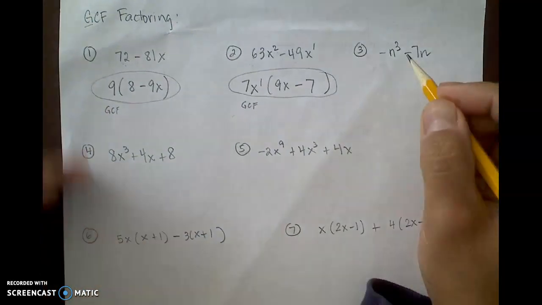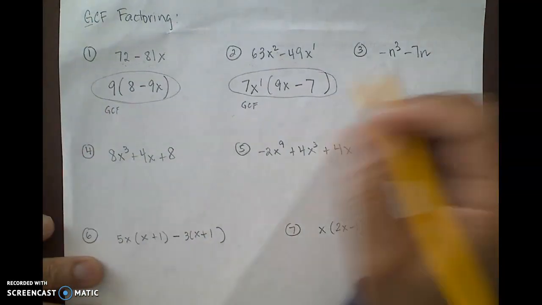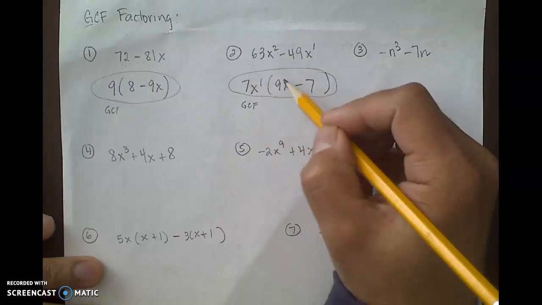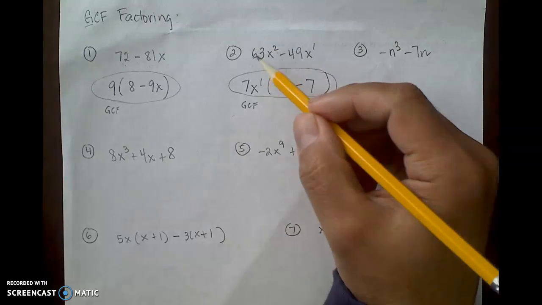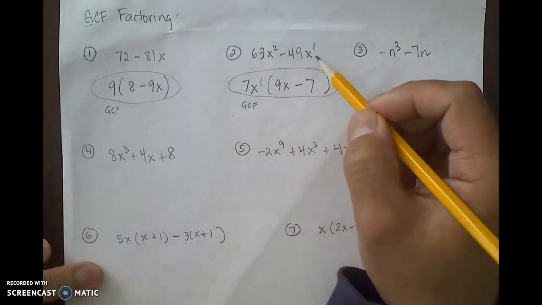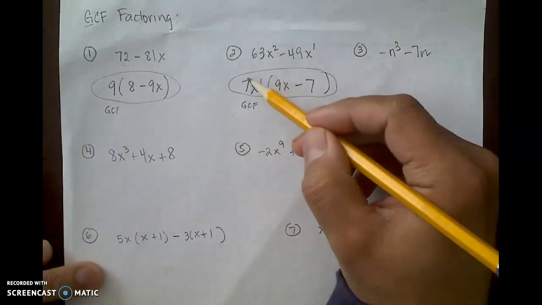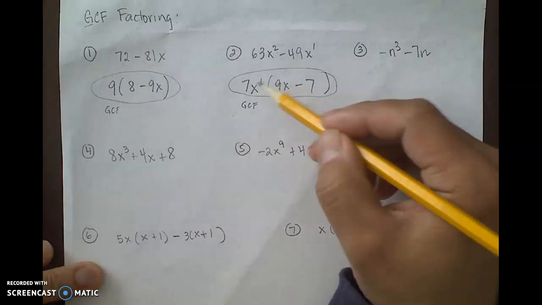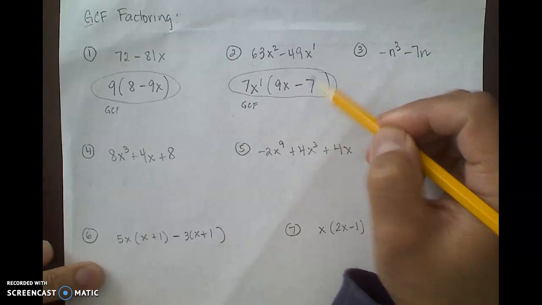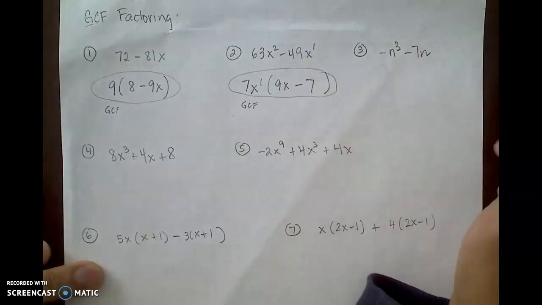Now the way you can check to see if you factored it out correctly is by taking your GCF and multiplying back in. So if you distribute the GCF through the parentheses, you should get the original problem, original expression, right? 7x times 9x is 63x squared. 7x times negative 7, negative 49x.